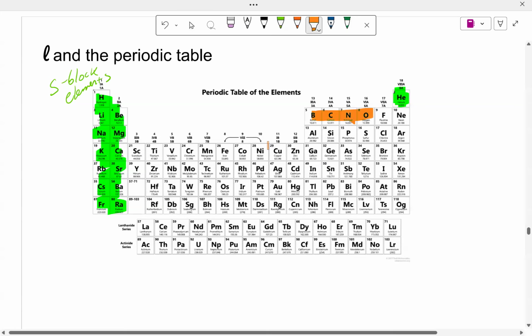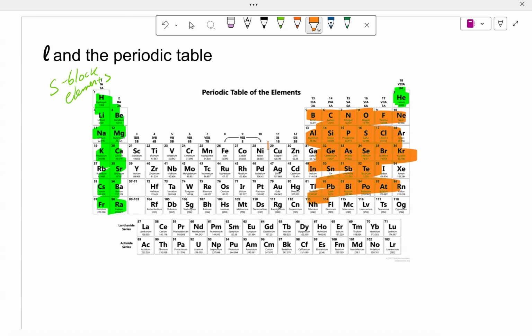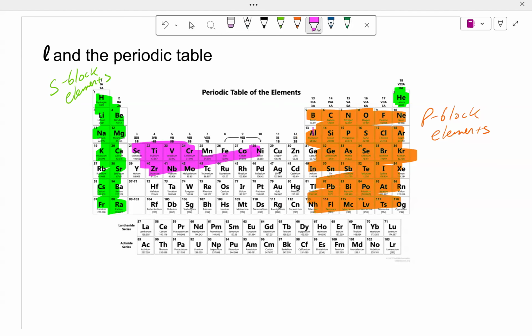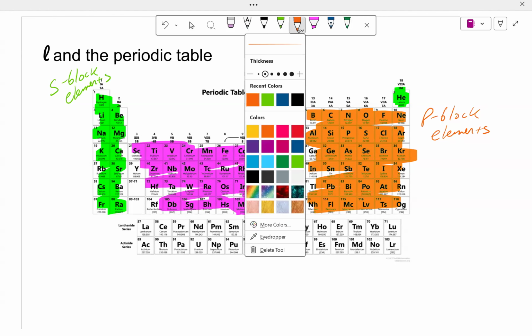And then these here that I'm highlighting in orange, we call them P block elements. And then these I'm highlighting here in purple are called D block elements.